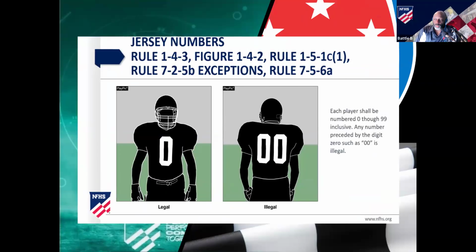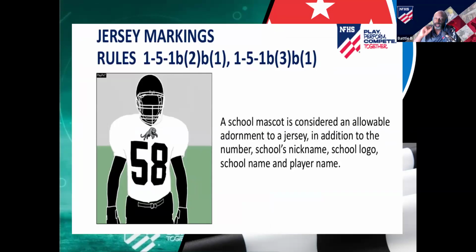All right, so they changed this rule. It used to be 1 through 99. Now it's 0 through 99. Double zeros or any number preceded by 0 is illegal. In youth, you'll see double zeros. It's just youth. We don't enforce this at the youth level. But at high school, you cannot have double zero. All right, and a new rule: the school mascot is considered a legal adornment to the jersey in addition to the numbers, school's nicknames, school logos, school names, or players' names. So they can have that.